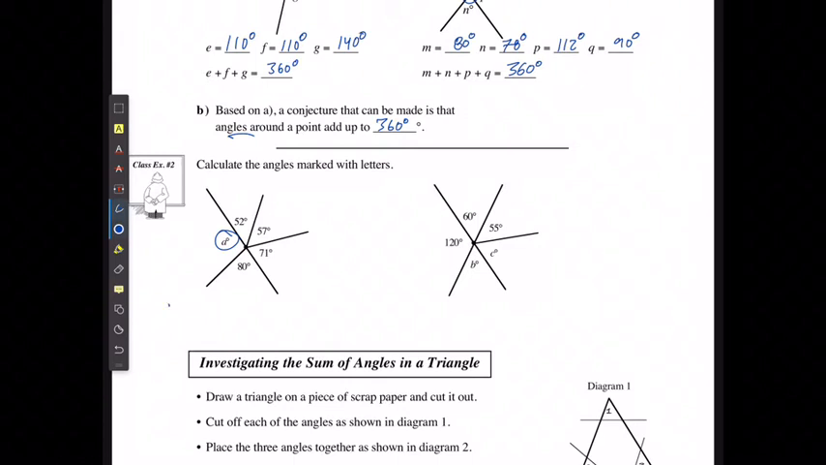I can say that A degrees is going to be, well, if they all add up to 360, I'm going to take away the 52, take away the 57, take away the 71, and take away the 80, and A is just going to be what is left. In this case, A is going to equal 100 degrees.